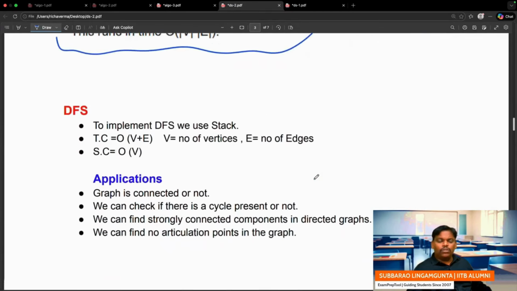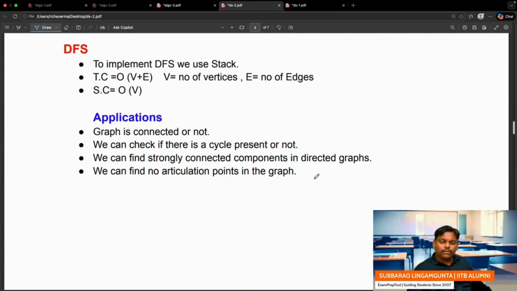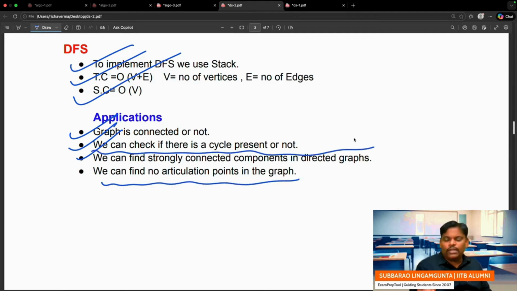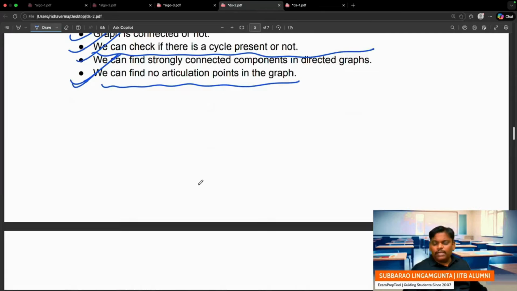Next one, go to the DFS. We are using a stack. Same, time complexity is V plus E, and space complexity is order of V. Applications are almost similar, with one or two new ones. You can find articulation points, and you can calculate strongly connected components in the given directed graph. We can find the number of articulation points present in the graph. These are covered in the classroom also. One time I revised, one time I wrote it here.